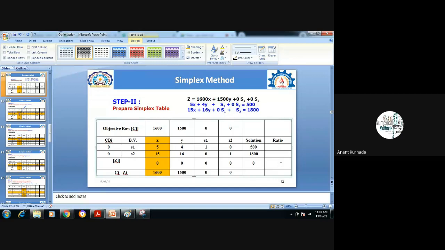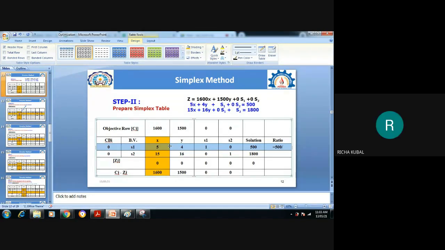For identification of the key row, you require the value of the ratio. This ratio is the solution value, 500, divided by the element of the key column from that row. See, this is the key column and this is our row. What is that value? It is 5, 4 or 1? It is 5.